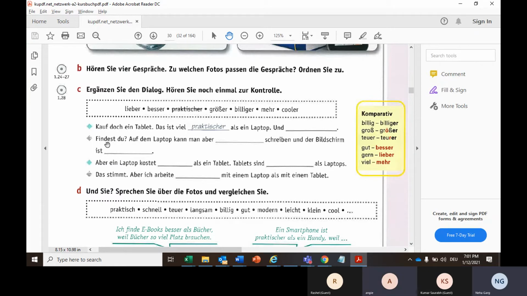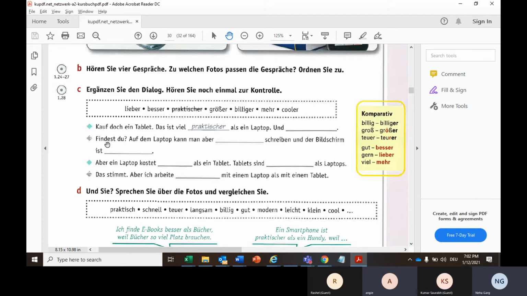Findest du auf dem Laptop kann man aber besser schreiben. Und der Bildschirm ist größer. Sehr schön. Und was bedeutet das? What is the meaning?